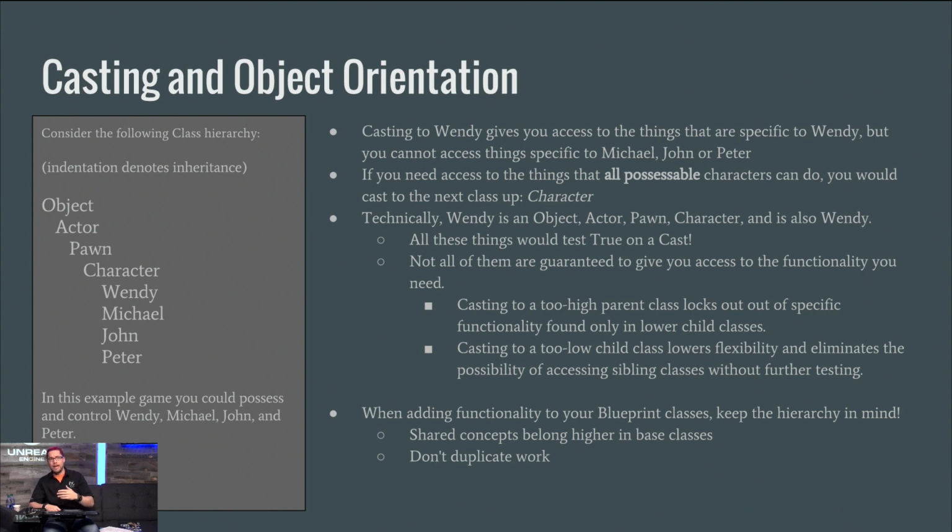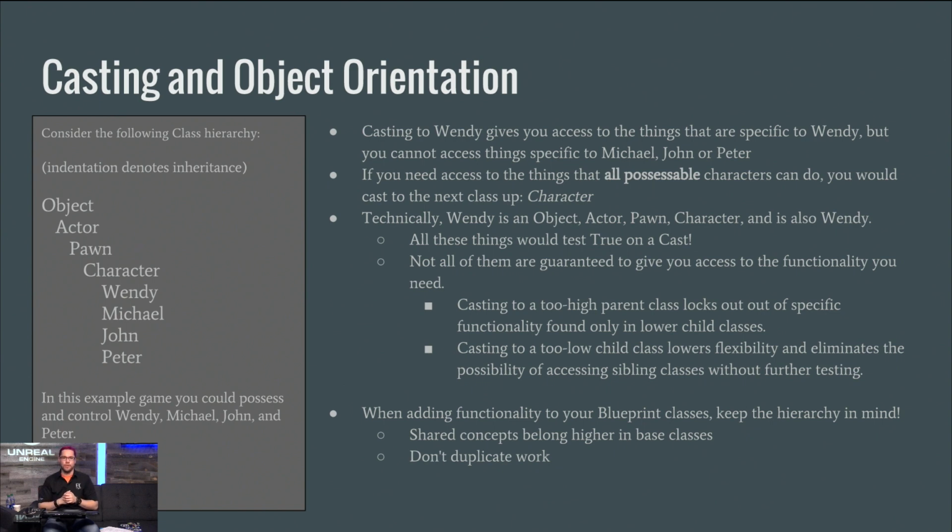On the other side of that though, casting too low down to a way too far child class will lower the overall flexibility and eliminate the possibility of accessing sibling classes without further testing. So you have to think about this intelligently, and it ties into making sure that you are building your blueprint classes and keeping that class hierarchy in mind. Make sure that if you are creating several different types of objects, if they have to have common functionality, then it's possible they should have the same parent class and build up from there.